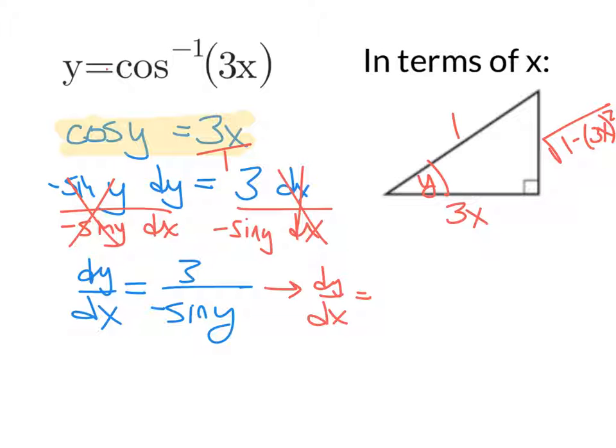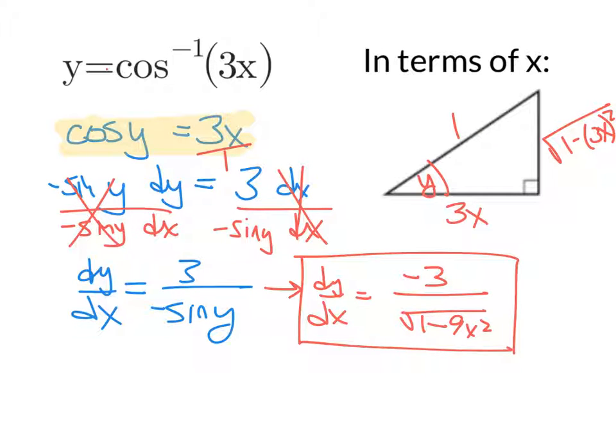Because we'll have 3 over the negative sine of y, that's the same as negative 3 over the sine of y. And looking back at the triangle I just made, sine is the opposite over the hypotenuse. So the square root of 1 minus 9x squared all over 1. So this will be our derivative.